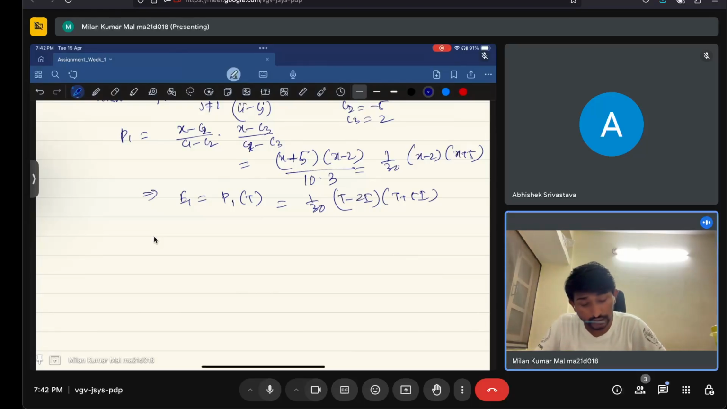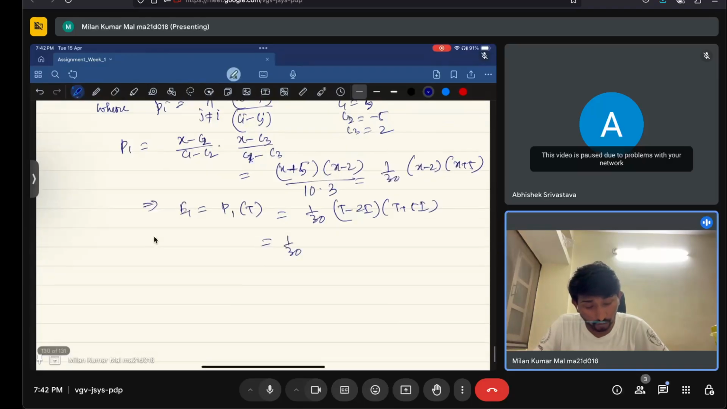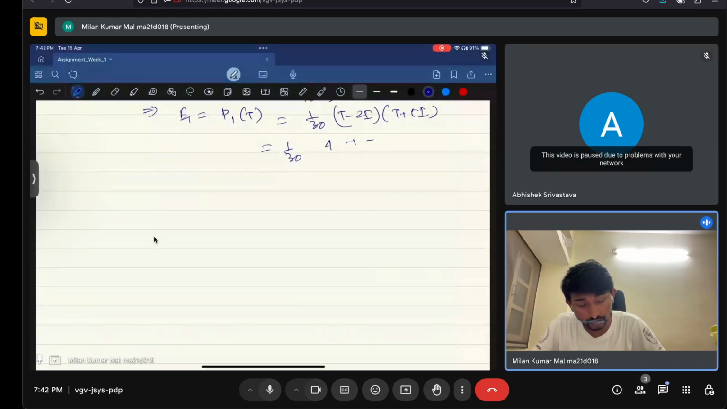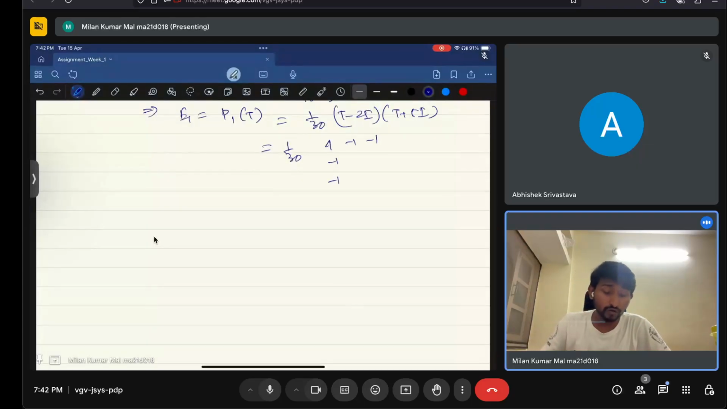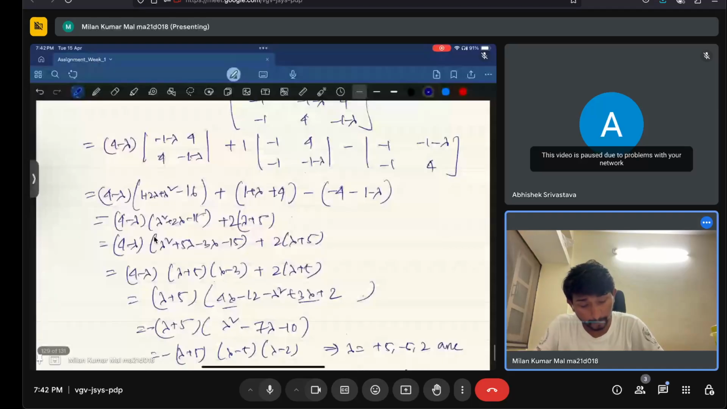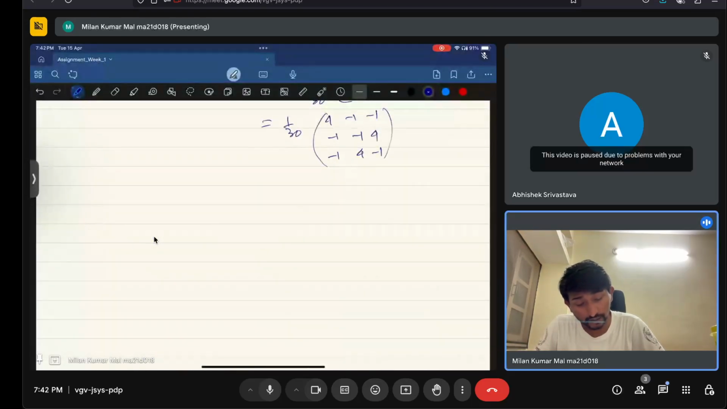With respect to matrix representation, what was the matrix? That is 4, minus 1, minus 1, minus 1, minus 1, minus 1, 4, 4, minus 1, minus 1, 4, 4, minus 1, minus 1, 4, 4, minus 1.